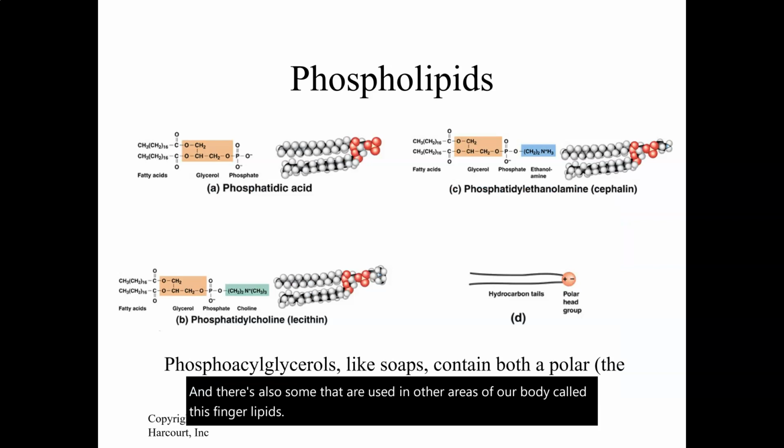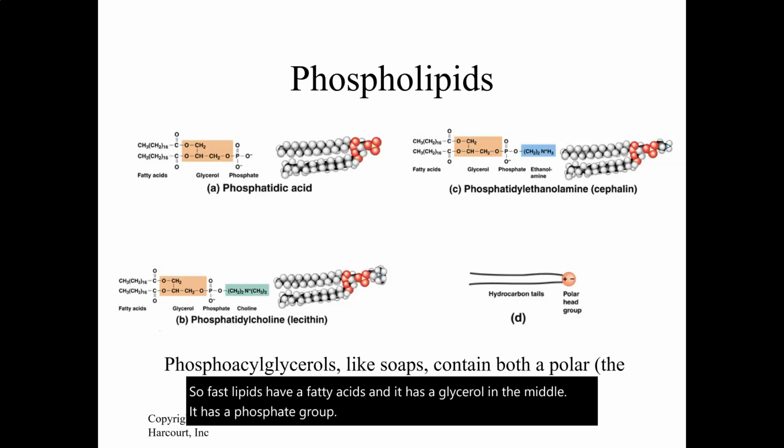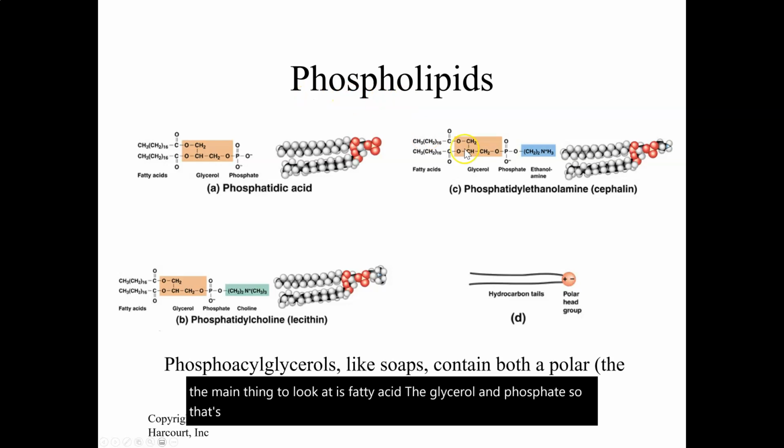So phospholipids have a fatty acids end. It has a glycerol in the middle. And it has a phosphate group on one end, and then it can also have some other things on the end. But the main thing to look at for us is the fatty acid, the glycerol, and a phosphate. So that's where the phospho part comes from, and this is the lipid side, the fatty acid and glycerol together.